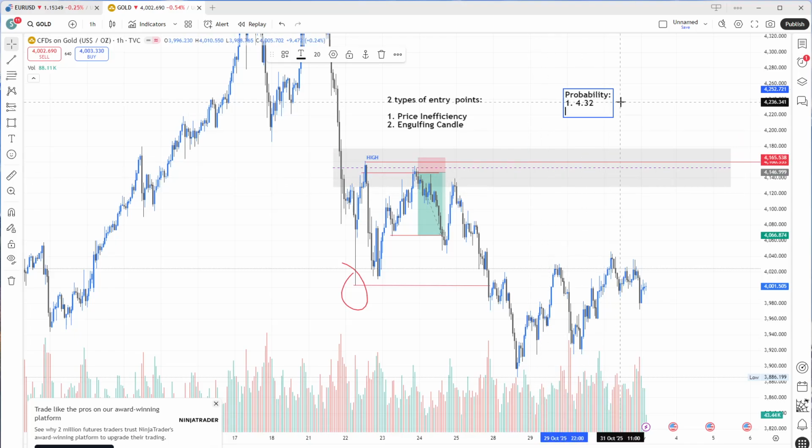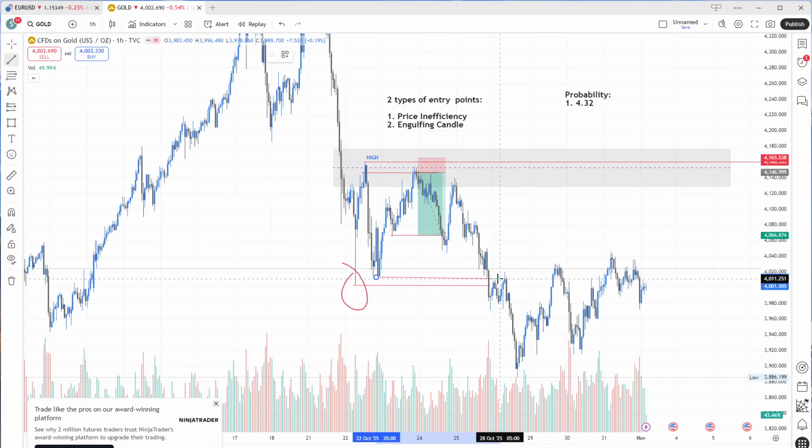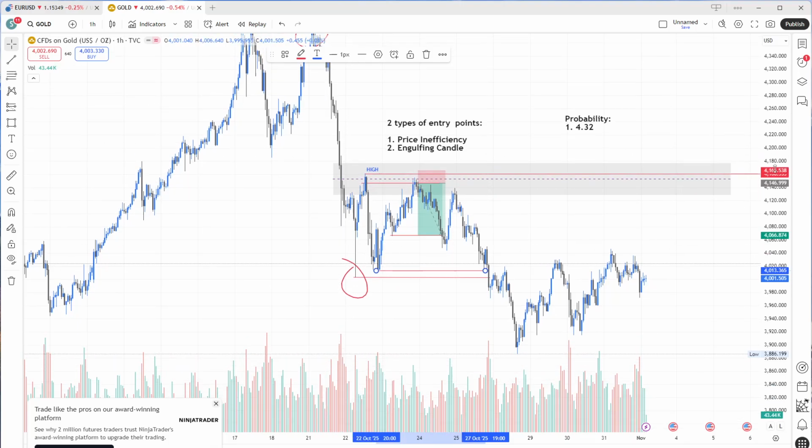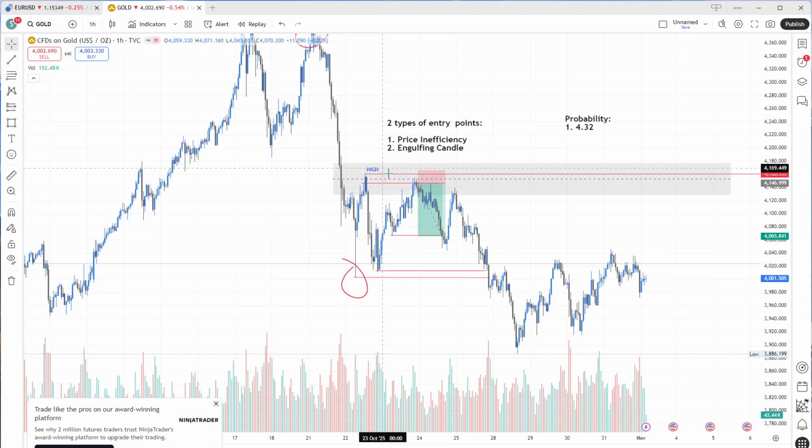Okay, and the probability is that we find ourselves a target. So we look for a target based on this price structure, right? So we have one target, two target. This could come all the way down here also, right? But because right now we're still in this internal range, we can only target the inside, right?